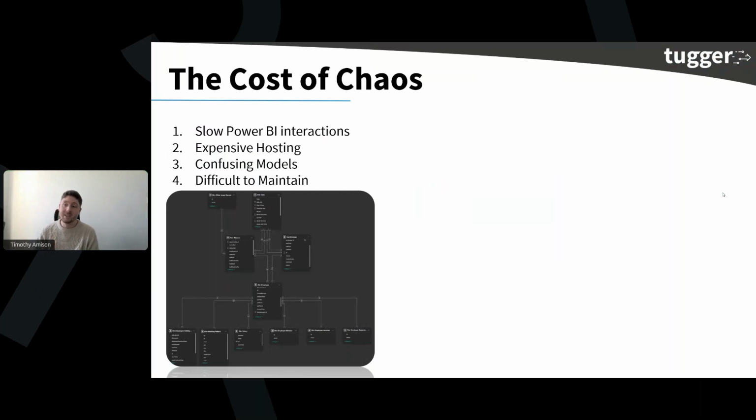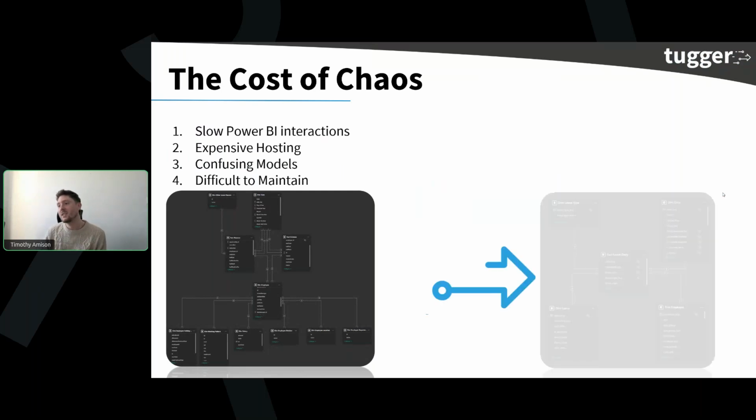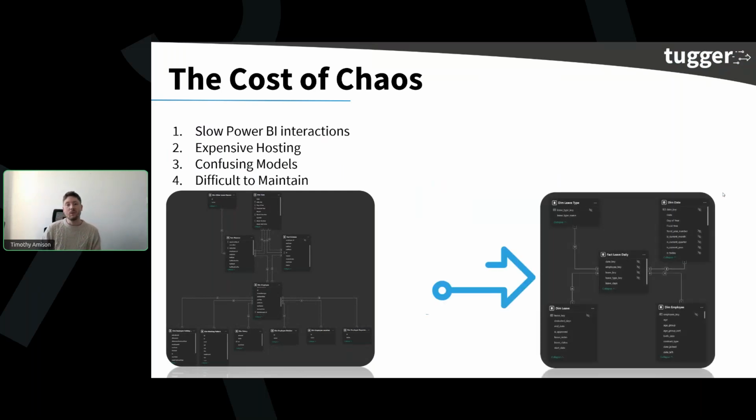Here's an example. This is actually a relatively nice source model, but we can see we have what's called a snowflake model. You may or may not be familiar with that, but it just means that we have tables relating to tables relating to tables. We have these different levels, making the model a bit more complicated. The goal for us today is to simplify that into a more pure Star Schema model.